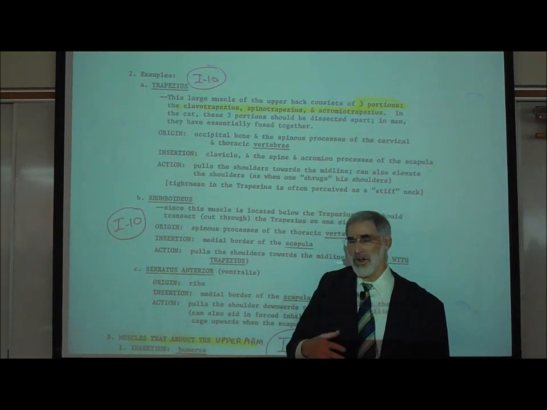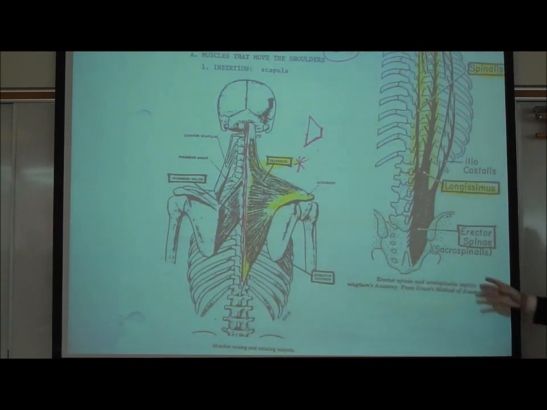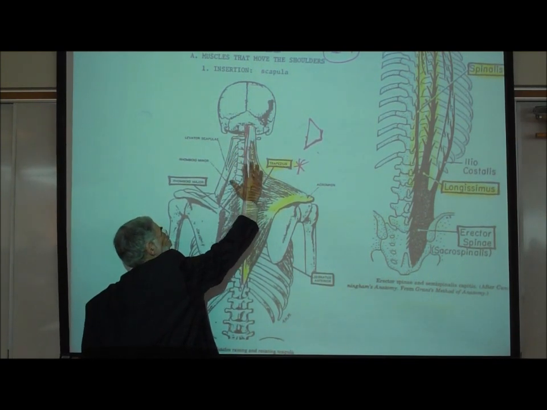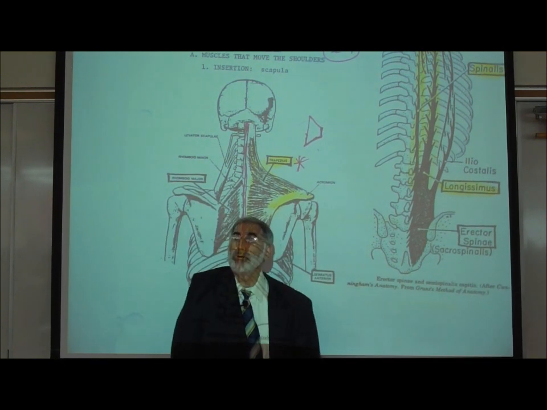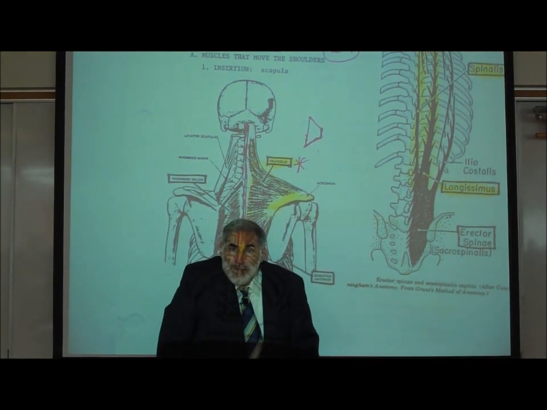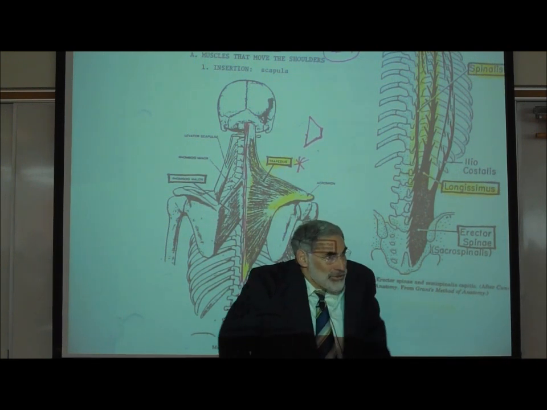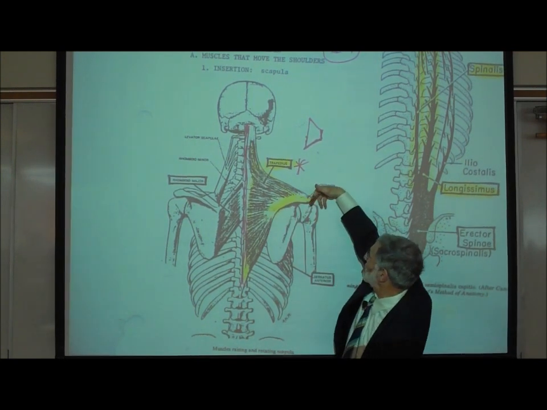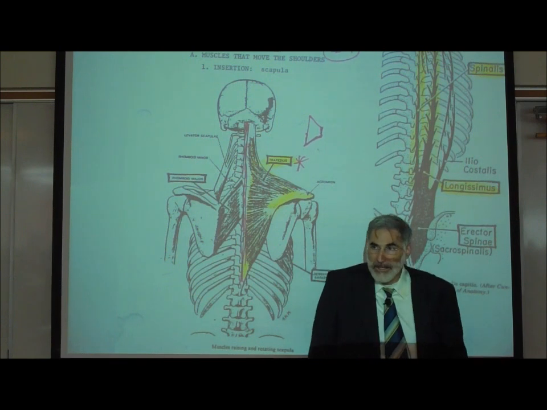The upper part is called the clavotrapezius. The clavotrapezius, the upper part, originates up here and inserts on the clavicle, so it pulls your shoulder up. So when you raise your shoulders up, can you shrug your shoulders? Can you move them up? You're using the upper part of the trapezius to raise or pull your shoulder upwards towards your head.